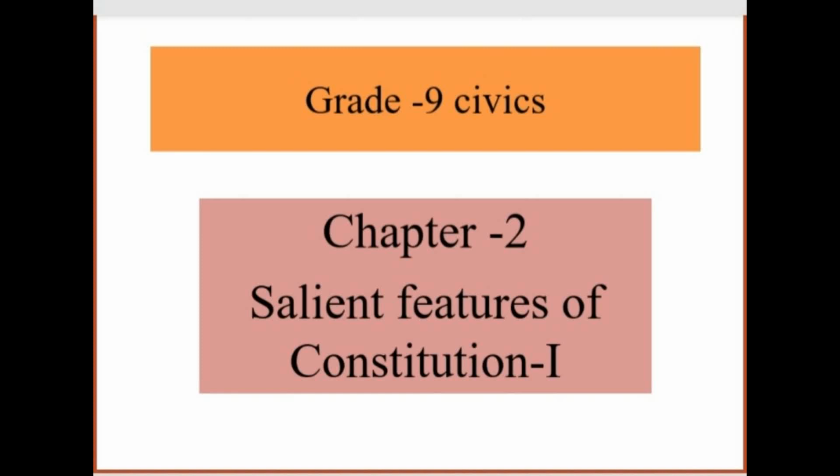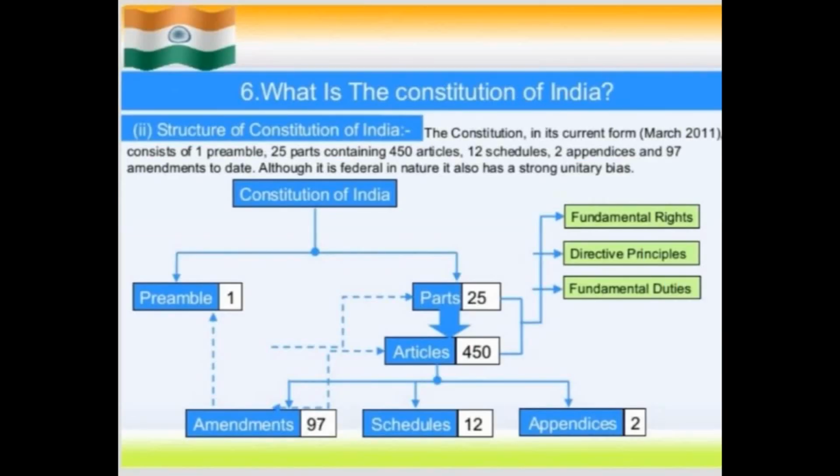These features of the constitution have been divided into two chapters. The second chapter will cover various important and basic features of the constitution. In this chapter, let us try to understand the salient features of our constitution. Before that, let us understand what this constitution is comprised of in reality. What does this constitution include?